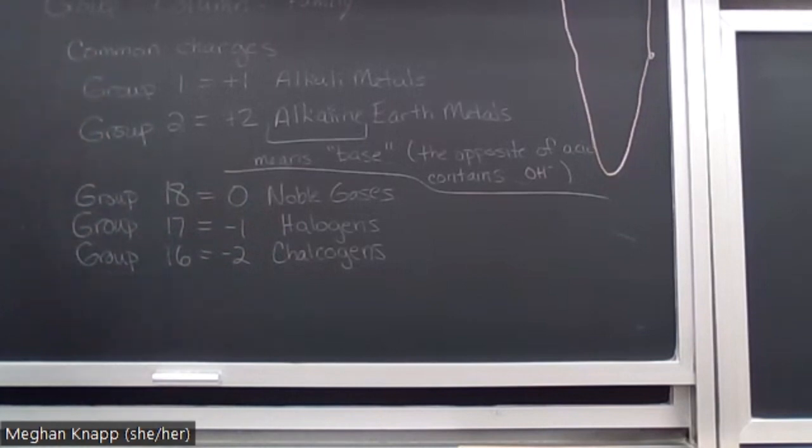Going in from there, so going to the left, group 17 is the halogens. So they have a -1 charge. Okay, so left side of the periodic table, metals, positive charge. Right side of the periodic table, non-metals. Now we have the negative charges. So halogens are -1.